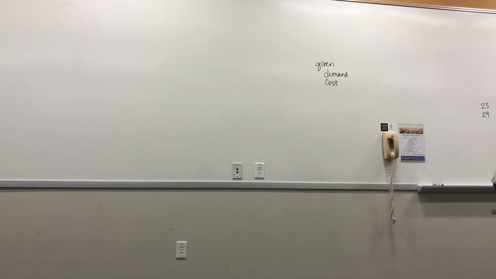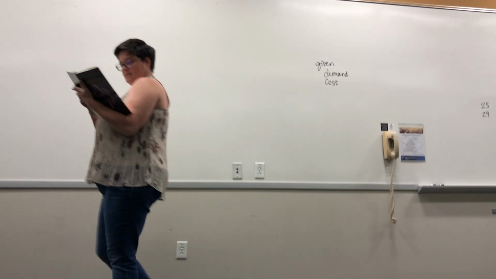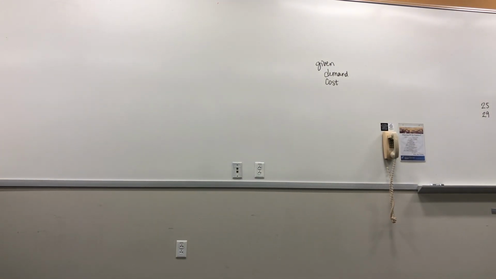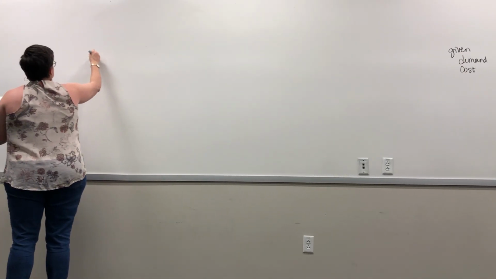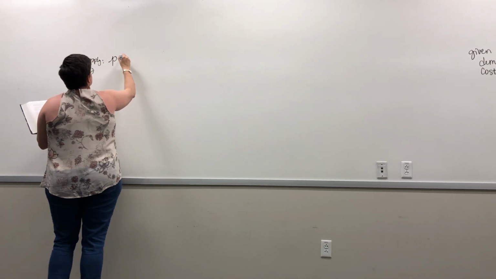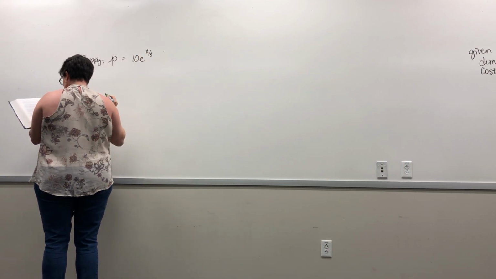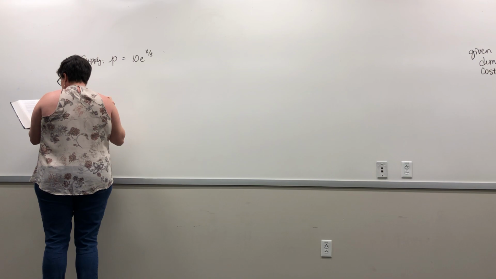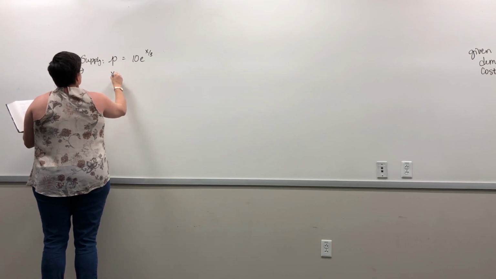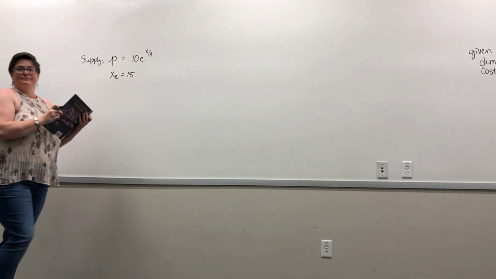29. Supply is, yeah, okay. Yeah, this one I'll do on the board, because I didn't do something like this for you guys. So this is 10e to the x over 3. This is supply. Price equals 10e to the x over 3. And find producer surplus when 15 units are sold. So our equilibrium is 15 units.